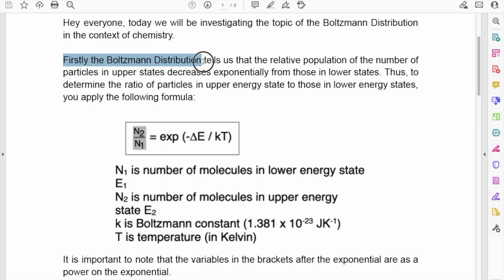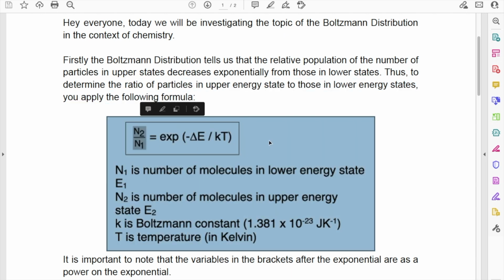Firstly, the Boltzmann distribution tells us that the relative population of the number of particles in the upper states decreases exponentially from those in the lower states. Thus, to determine the ratio of particles in the upper energy state to those in the lower energy states, we apply the following formula. So N2 over N1 is equal to exponential brackets the change in the energy divided by the Boltzmann constant, which has a value of 1.381 times 10 to the negative 23 joules per Kelvin, and multiply that by the temperature in Kelvin.